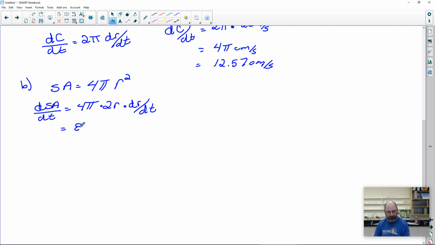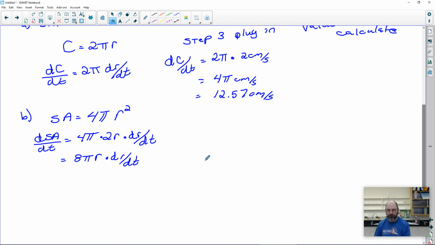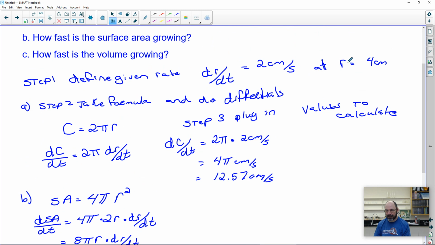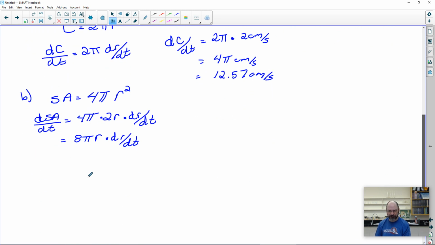If we simplify our formula, that's going to be 2 times 4 pi, which is 8 pi r times dr dt. Now you can see why we needed to know what the r value was, because there's an r still in that formula. Take a look up here. It was 4 centimeters. So we're going to now plug in step 3, 2 centimeters a second for dr dt and 4 for r, and we'll get our rate for surface area.